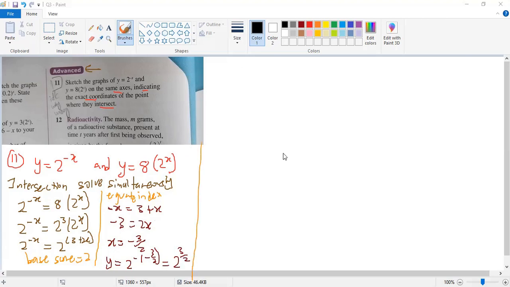Okay, so this is the part where we already get the x and y. I'm just going to put that as a one-liner here. All of that was just to find the intersection point, which is x, y. That means the coordinate is negative 3 over 2, comma, the y coordinate of 2 to the power of 3 over 2.